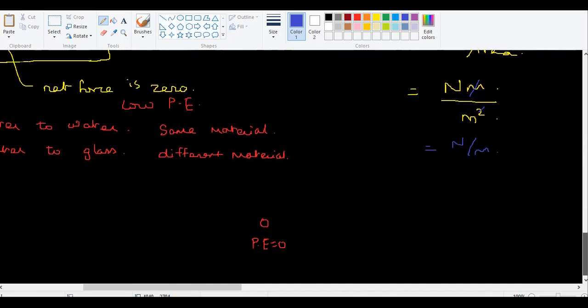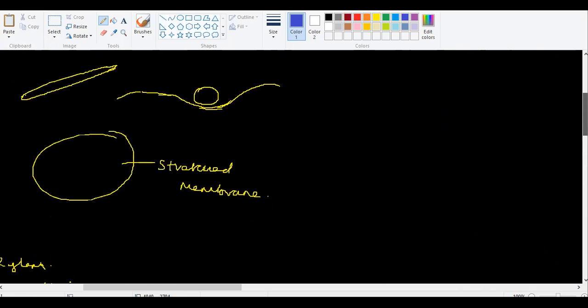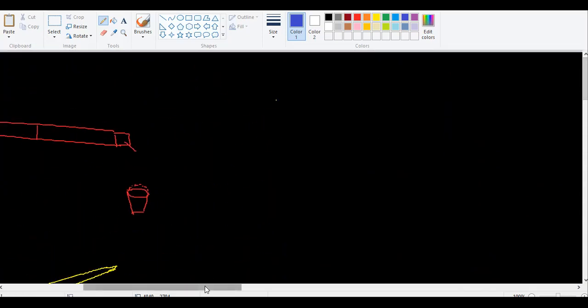Very often you will get some numericals based on this needle example which I told you. Okay, needle floating on the water. In reality, I should not say it is floating, right? It's something like standing on top of the membrane. Okay, so the surface tension membrane. If the membrane breaks, obviously it will sink in, right?